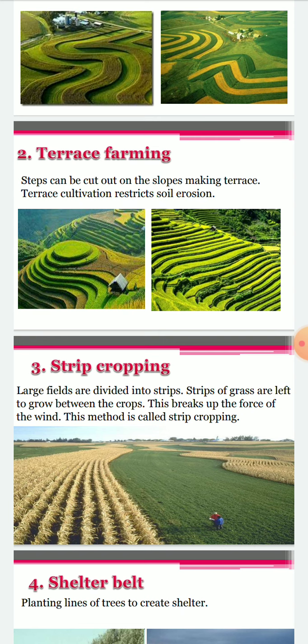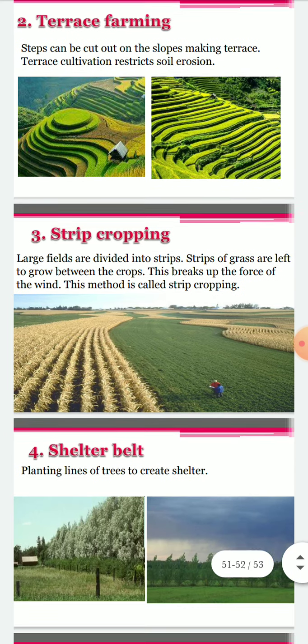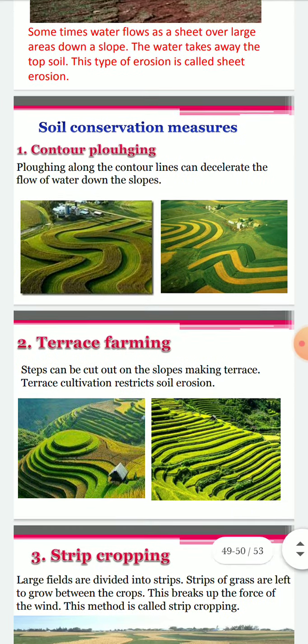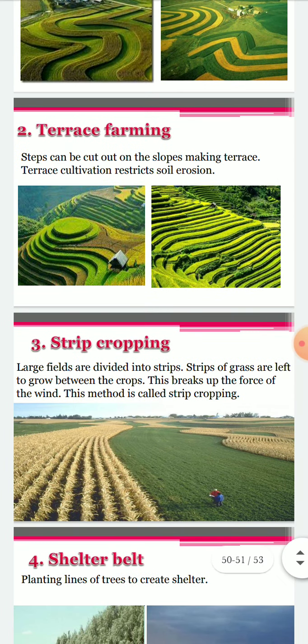Strip cropping: large fields are divided into strips, and strips of grass are left to grow between the crops. And this breaks up the force of the wind, and this is known as strip cropping. And the fourth is the shelter belt. It is basically planting of trees to create shelter so that the effect of the wind is slowed down. So this was all about the chapter Resources.